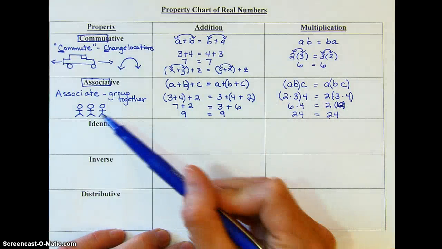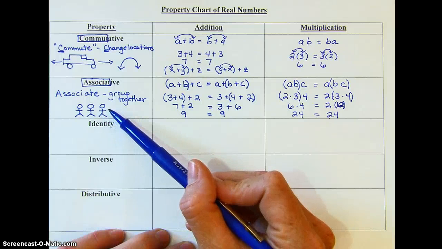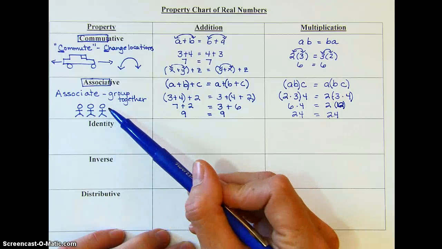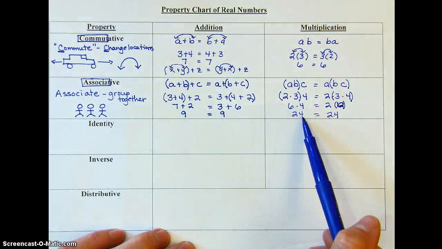So just like if you were going to ask your friends to go to the mall with you, it doesn't matter what order you give them. As long as you're a group together, it does not affect the outcome.